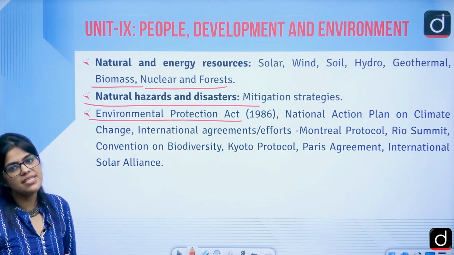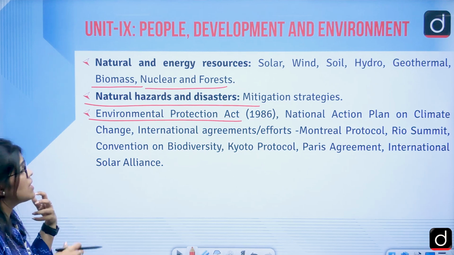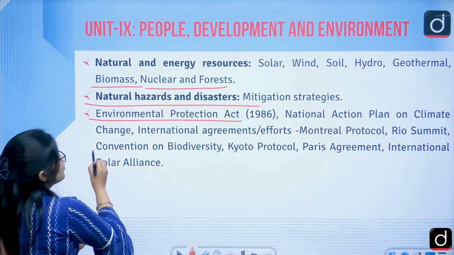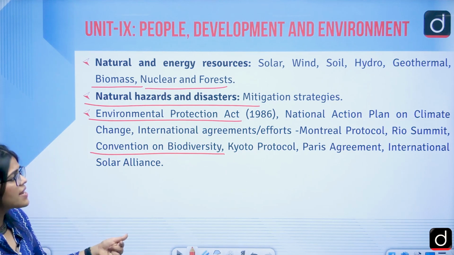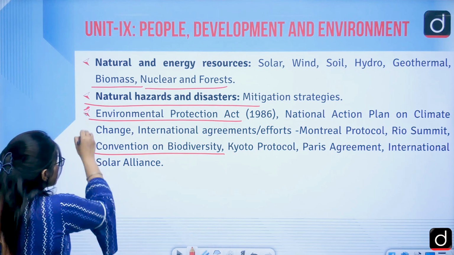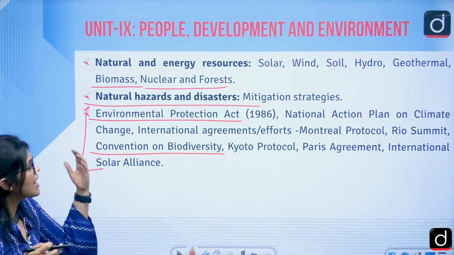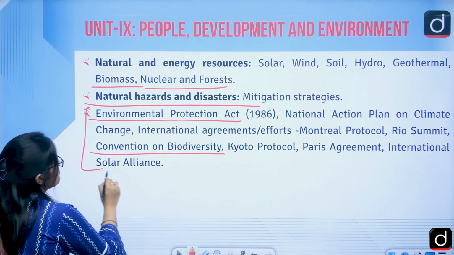How do we process in the class? So in greater detail, we'll be dealing with the different protocols like the Rio Summit. We'll be dealing with the Montreal Protocol, your CBD, Convention on Biodiversity, Kyoto Protocol, Paris Agreement, International Solar Alliance. So, we start with somewhat around 1968 and we'll be doing the current happenings as well.